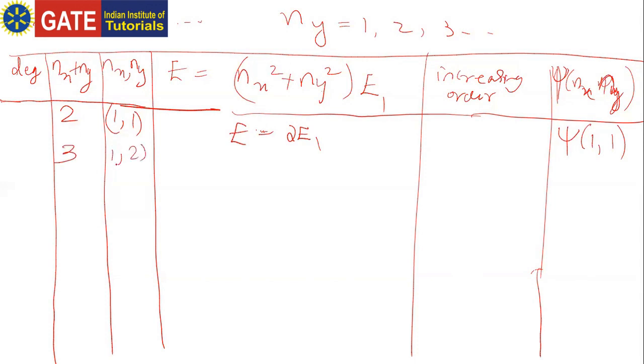1, 2 is possible. 2, 1 possible. Right? For 1, 2 and 2, 1 find energy. For 1, 2 energy equal to. For 2, 1 energy equal to.